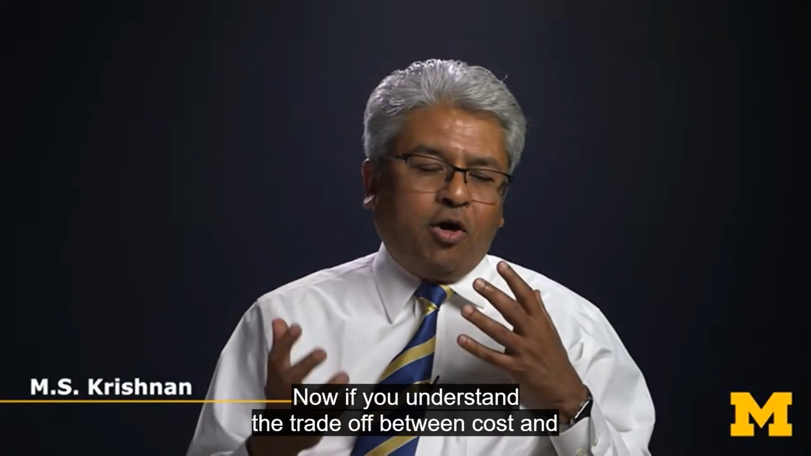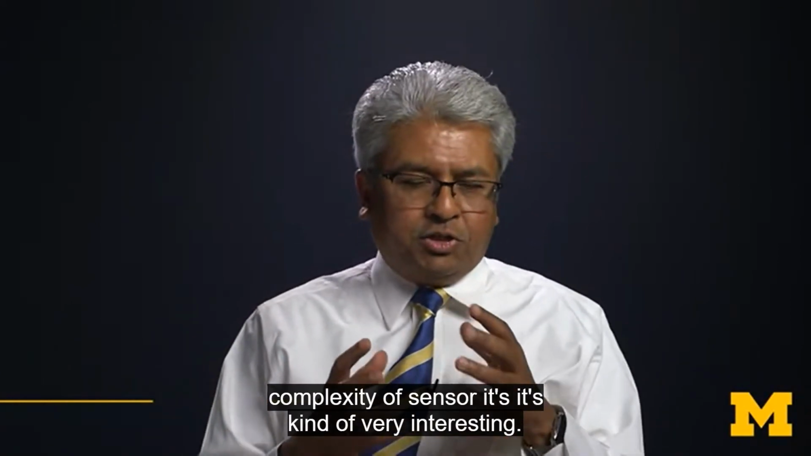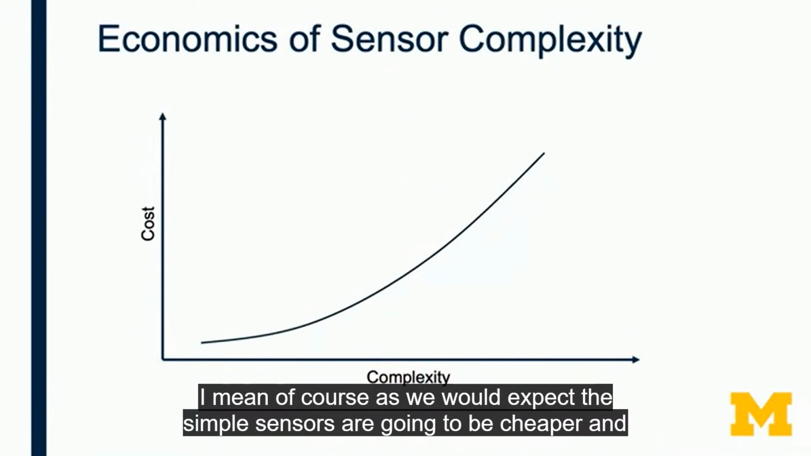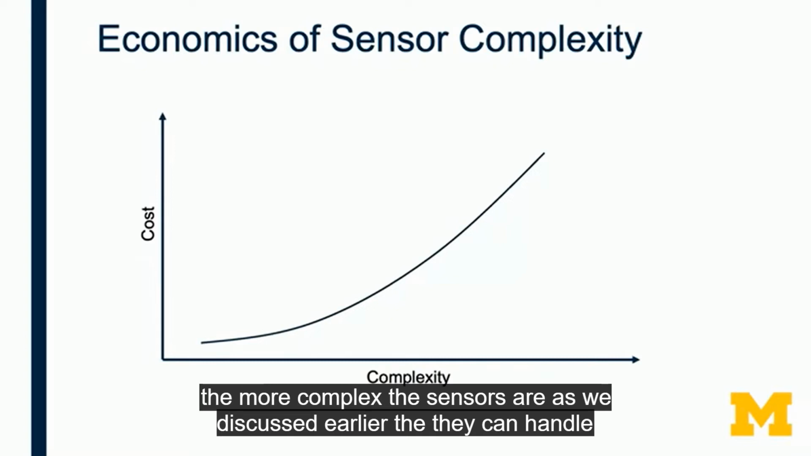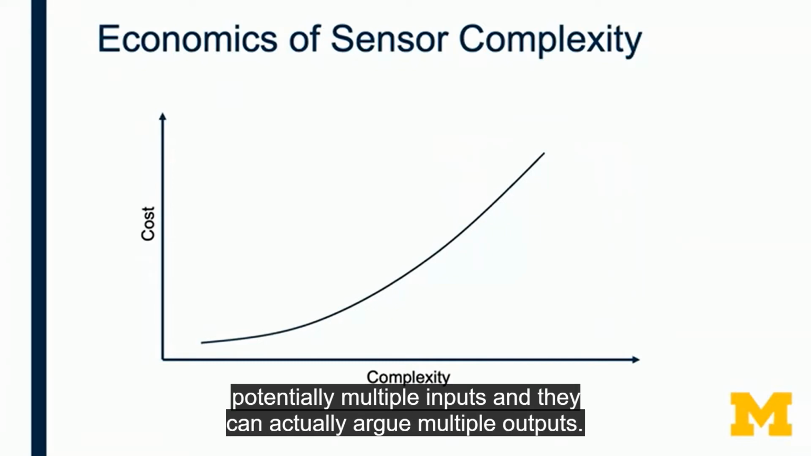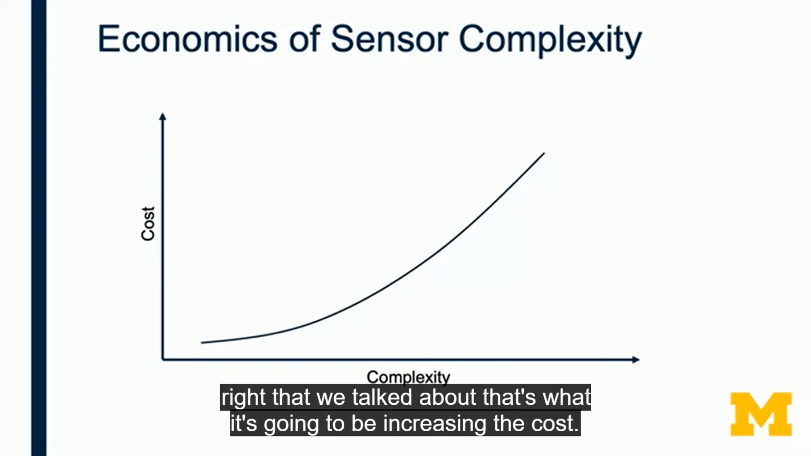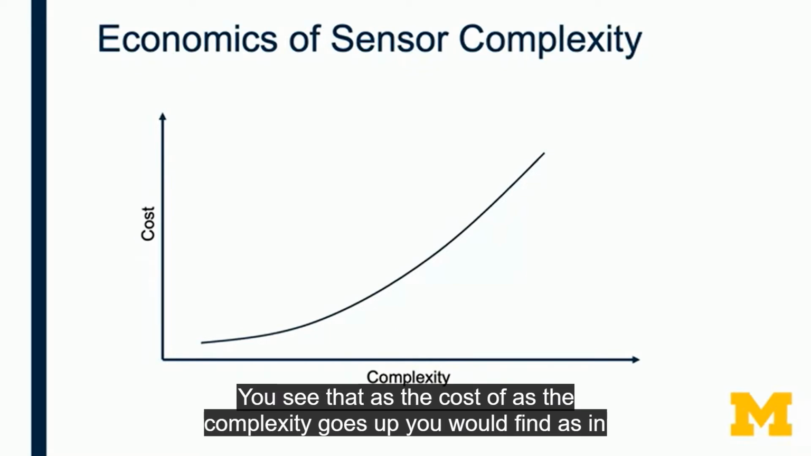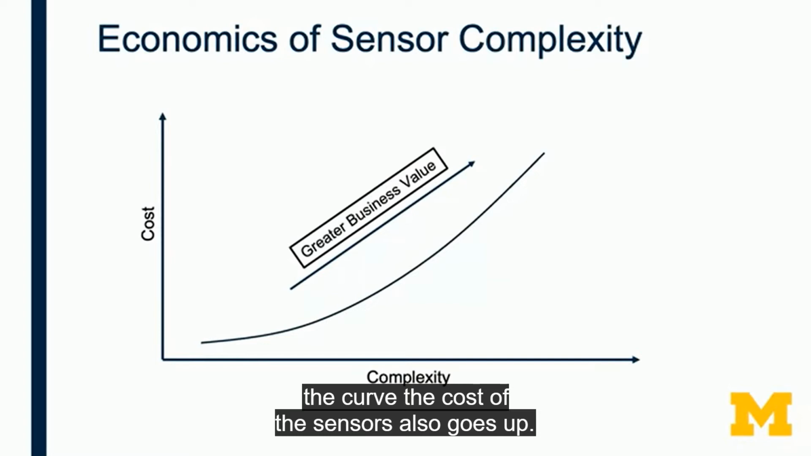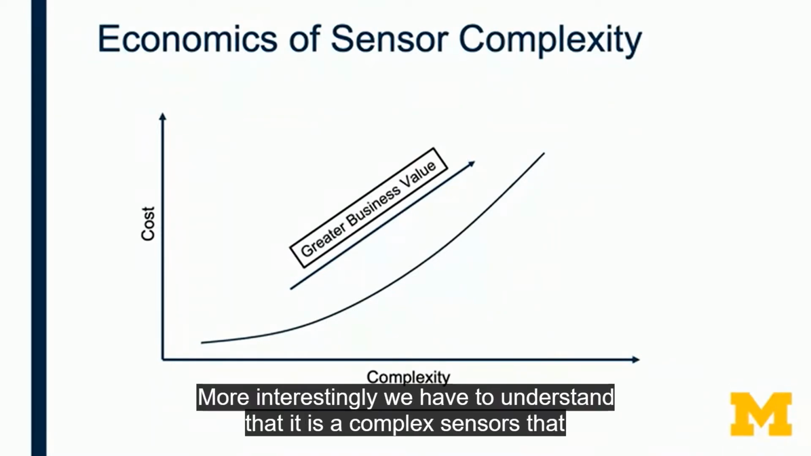Now, if you understand the trade-off between cost and complexity of sensors, it's very interesting. Of course, as we would expect, the simple sensors are going to be cheaper, and the more complex the sensors are, as we discussed earlier, they can handle potentially multiple inputs, and they can actually give multiple outputs. And of course, more importantly, the complexity of the logic in the middle, that we talked about, is what's going to be increasing the cost. You'd see that as the complexity goes up, as in the curve, the cost of the sensors also goes up.